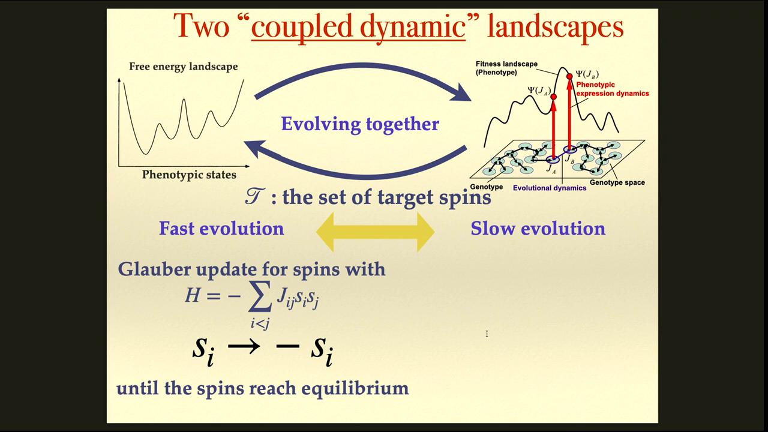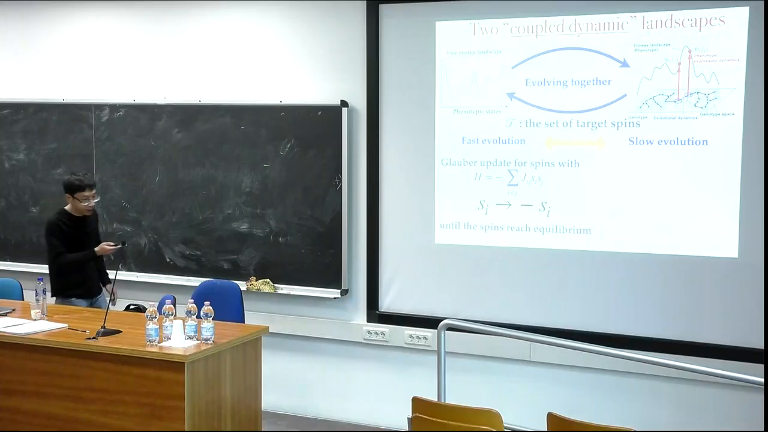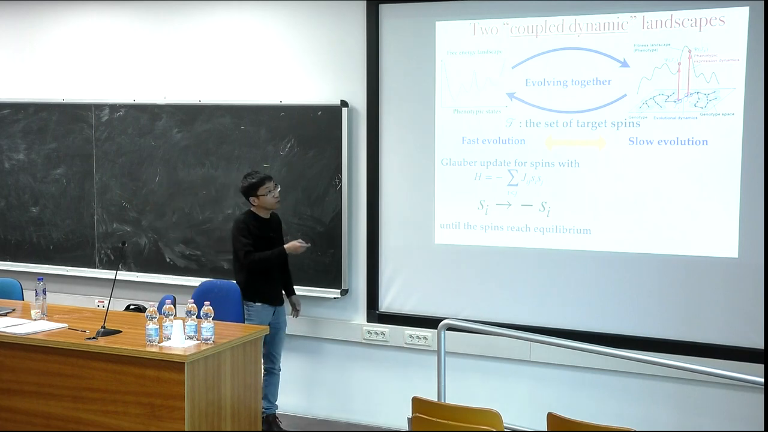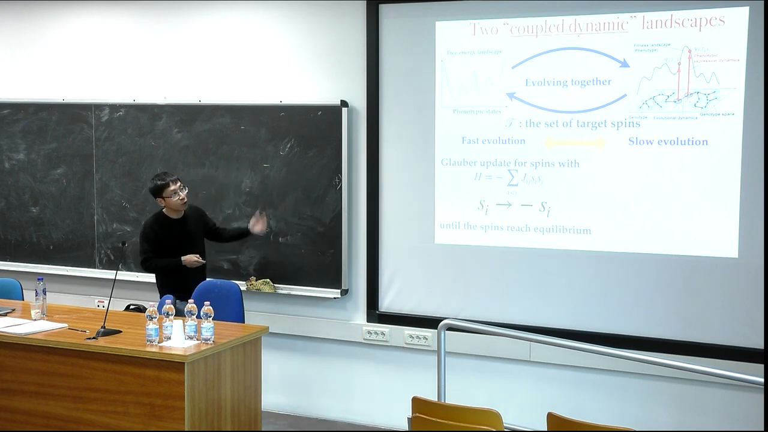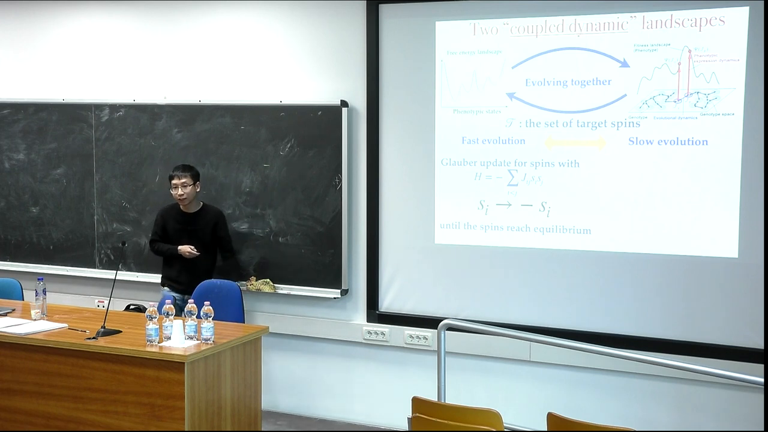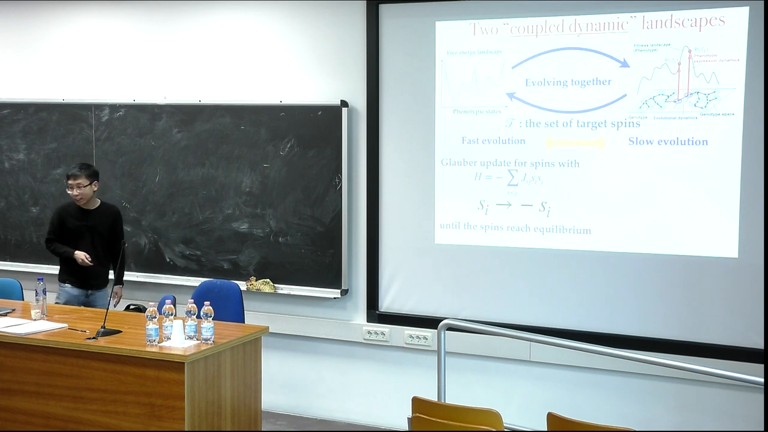So is the JIJ symmetric? JIJ is symmetric here. Yes, before any kind of evolution, the JIJ is drawn from a random distribution, like a Gaussian distribution, for instance. It is the same as in the SK model. So it's a fully connected spin glass model without the evolution of the couplings. This is the standard SK model.